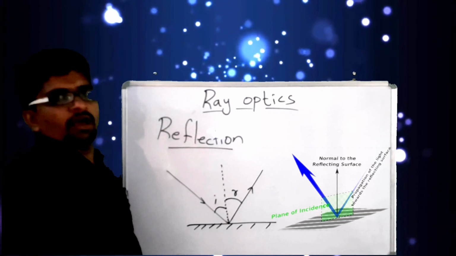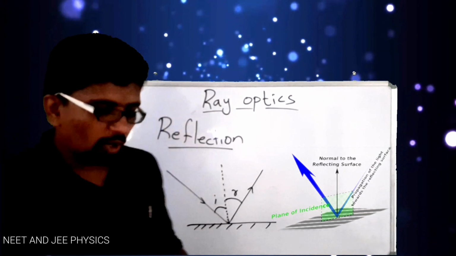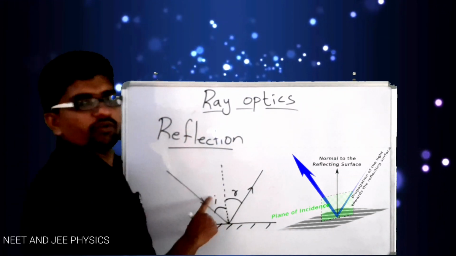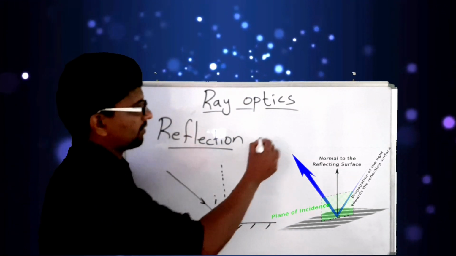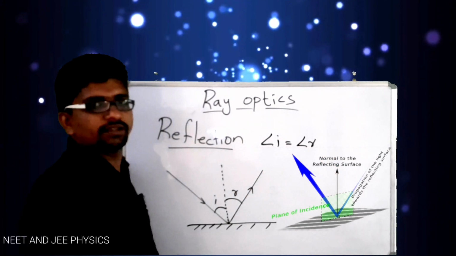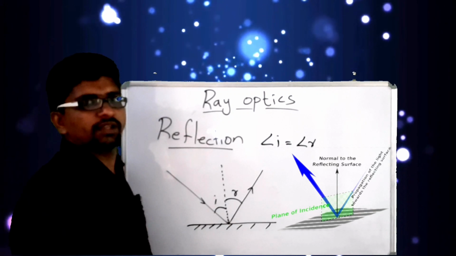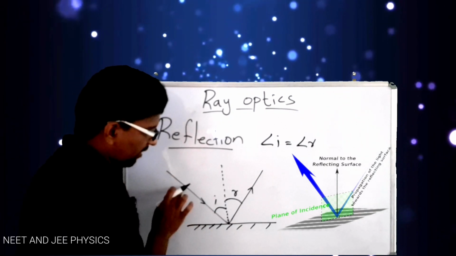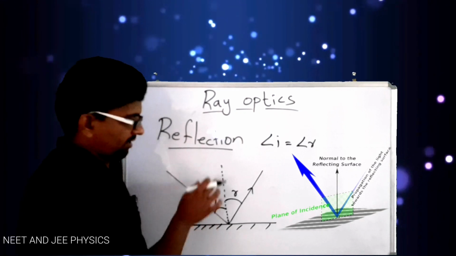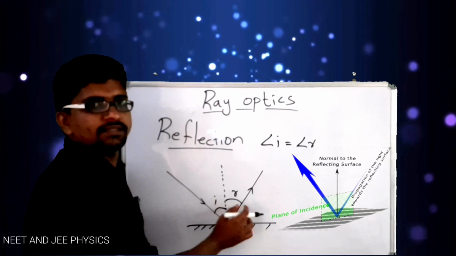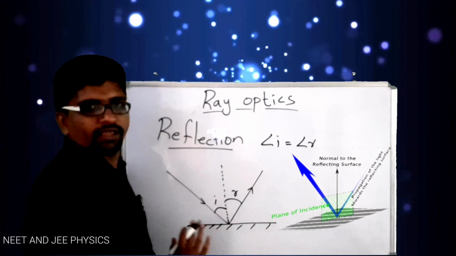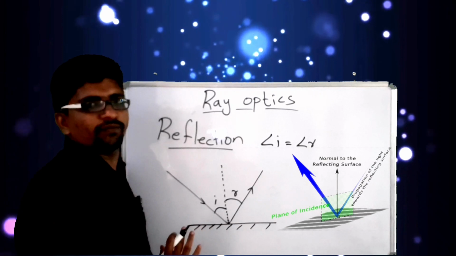According to the law of reflection, these two angles are equal. Angle of incidence equals angle of reflection. That's the first law of reflection. And the second law: the incident ray, the normal at the point of incidence, and the reflected ray all lie in the same plane. These are the two laws of reflection.